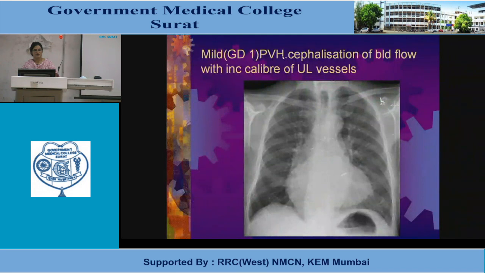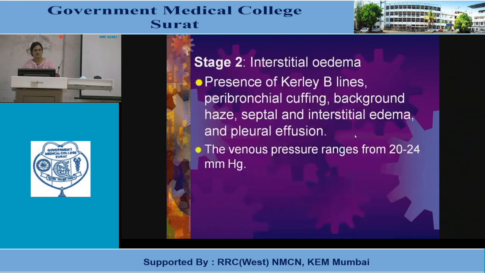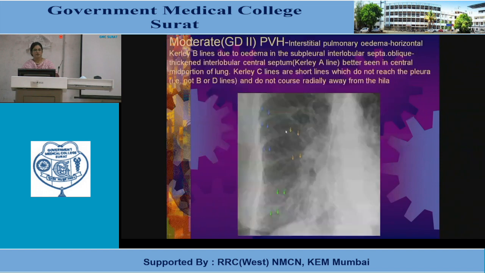In grade 1 mild PVH, you can see cephalization of the blood flow with increased caliber of the upper lobe vessels. Interstitial edema with curly B lines. This is grade 2 PVH. You can see the curly B lines, and there are also curly C lines. These are short lines which do not reach the pleura and do not course radially away from the hilus. So these are curly A lines, B lines, and C lines.